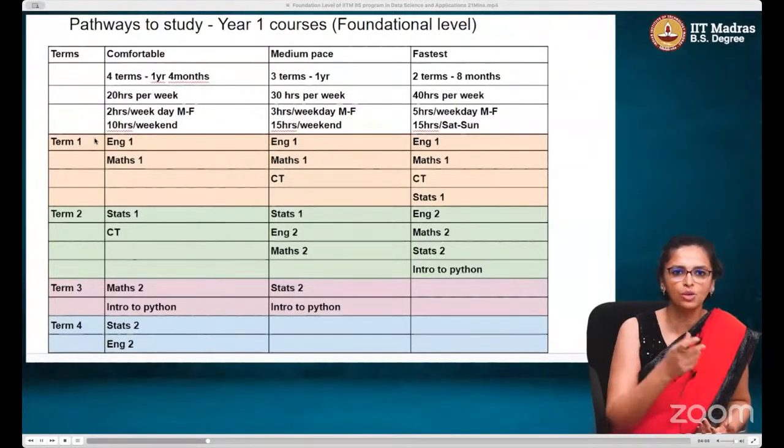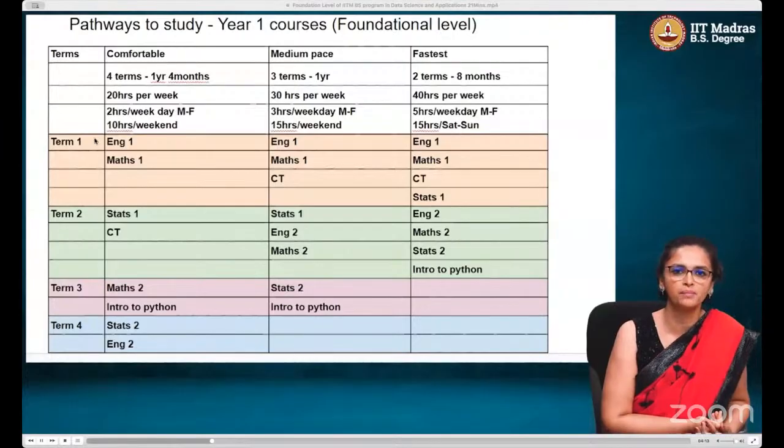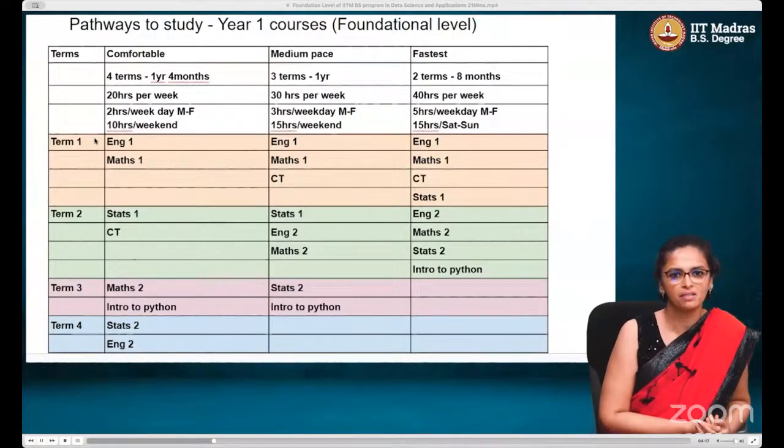And the last one, the column 1 that we are given, a comfortable pathway, is typically you take 4 terms to complete the foundation level, you do only 2 courses per term, and this is a very kind of we would say a comfortable pathway or an easy way to complete the 8 courses of the foundation level.